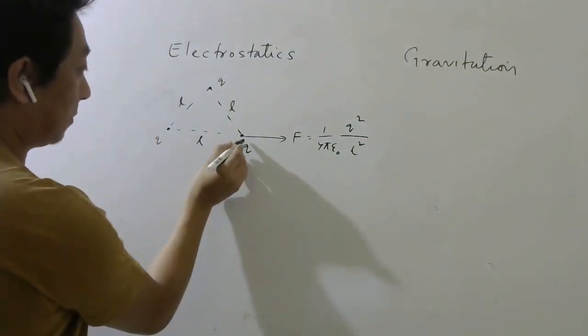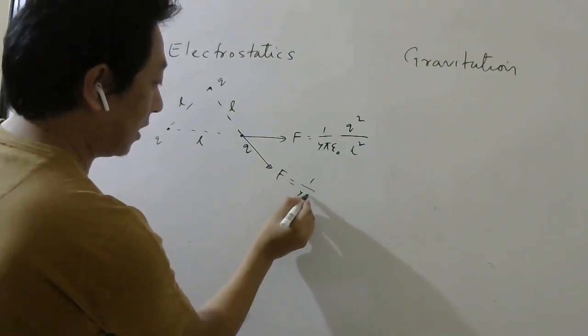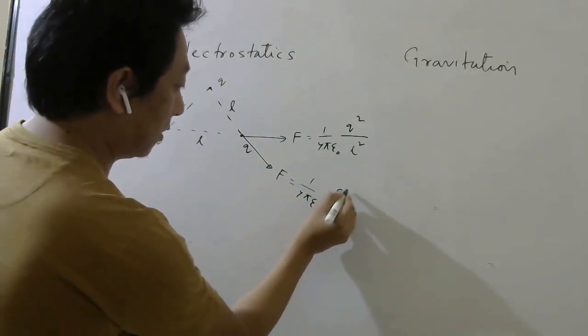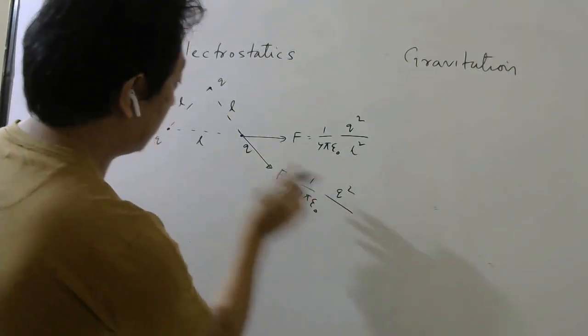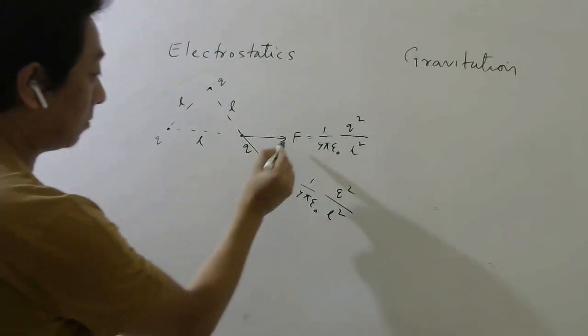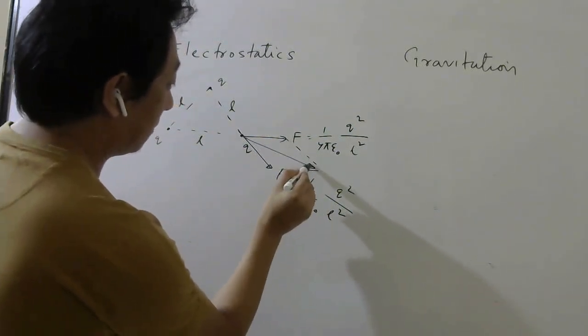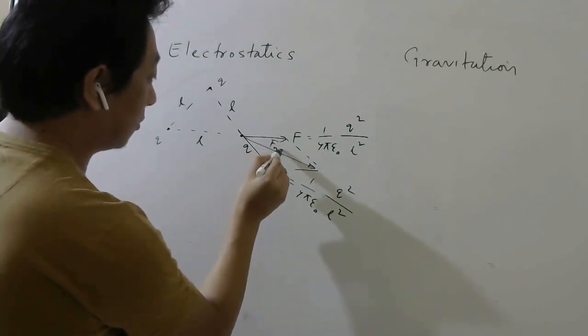Then this will be repelled by this also. That will be also the same only, right? 1 by 4 pi epsilon naught QQ by this R square, which is L square. Then the resultant force will be along the diagonal of this parallelogram. That is the net force.